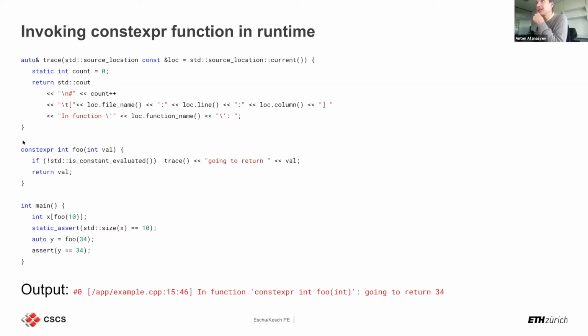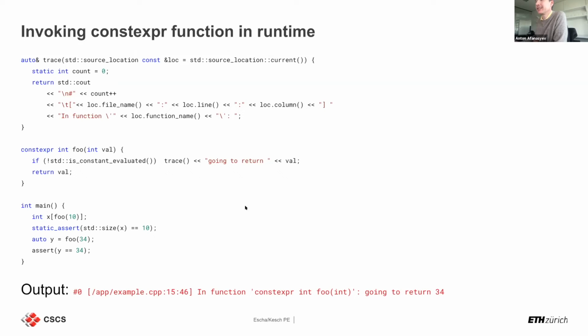It, by the way, demonstrates the C++20 way of querying the position in the source code. There's this std::source_location structure that has a current static method that returns the current position, and we can grab the file name, line, column, and the function name from that, and it's quite useful.